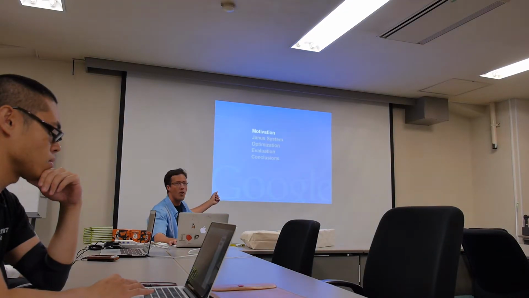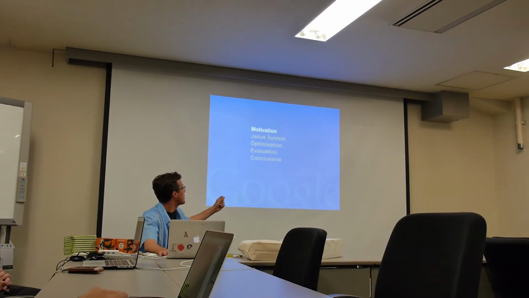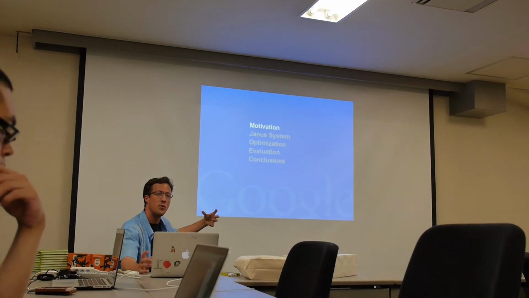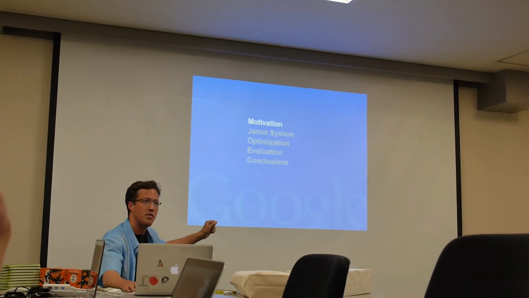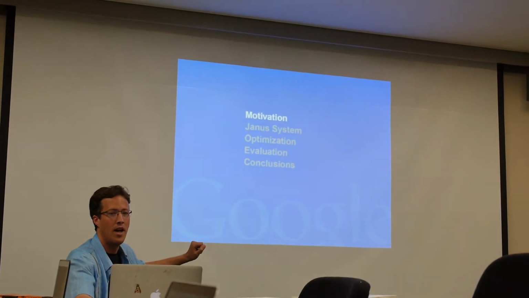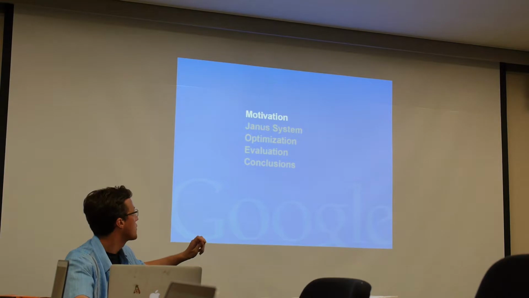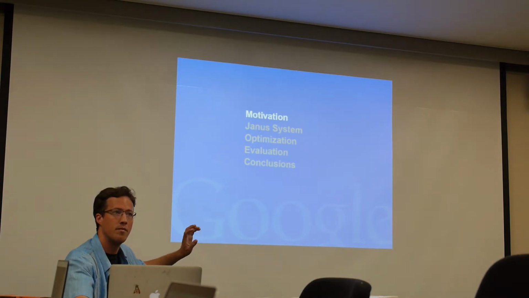So this is the general overview of my talk. I'm going to talk a little bit about the motivation of this work. I'm going to describe the system we call Janus, which is a feature of Colossus, our file system. I'll talk about the optimization formulation. Then I'll show some evaluation from Google data centers. And then I'll recap what we learned from this project.